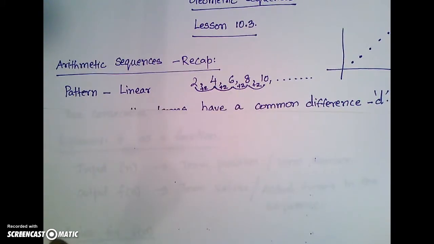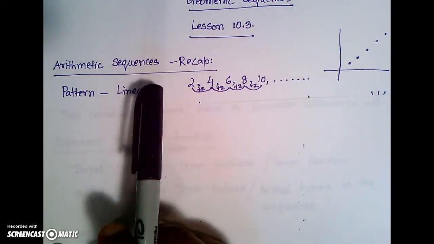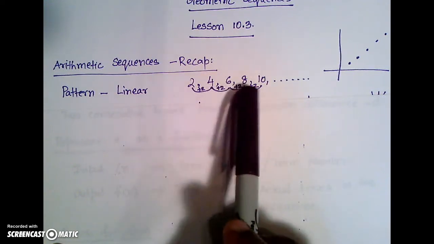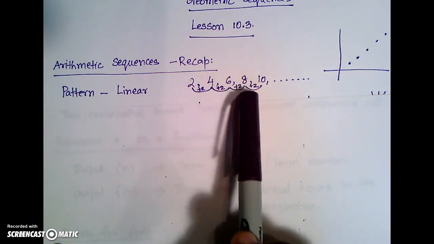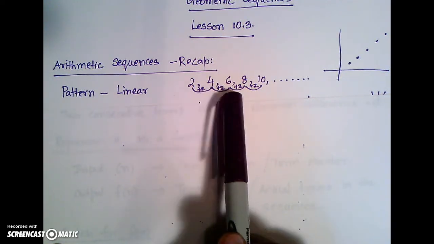So the arithmetic sequence, let's recap. The pattern we saw in an arithmetic sequence is a linear pattern. All right. So if I have an example of an arithmetic sequence, say 2, 4, 6, 8, 10, I'm seeing that there is a constant change in my y values. The term values are actually my output, my y values.